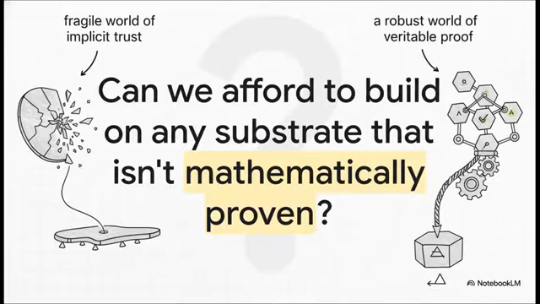And that really leaves us with a final, pretty critical question. As more and more of our lives are lived online, in this world of increasing digital chaos, moving away from a fragile foundation of trust to a robust one of mathematical proof, it starts to feel less like an upgrade and more like a necessity. So the real question isn't if we can build on this kind of foundation, it's how much longer can we afford not to?